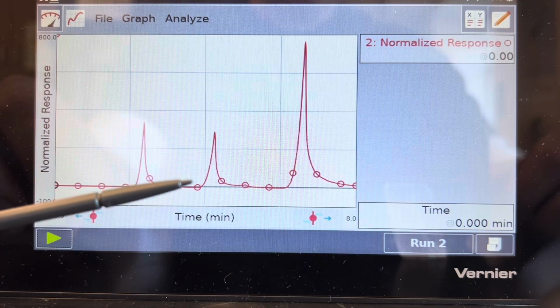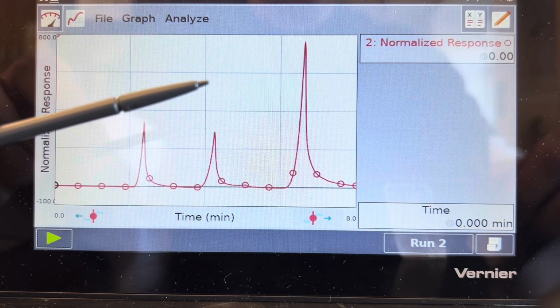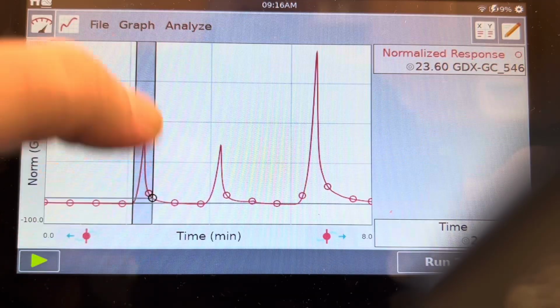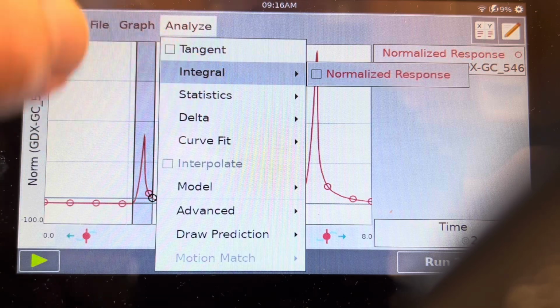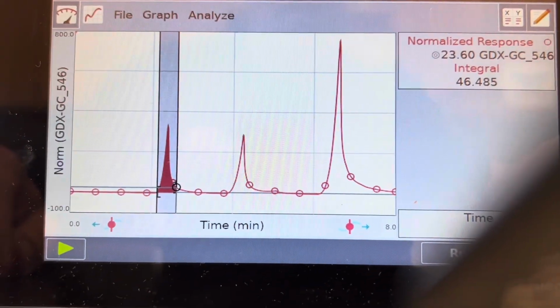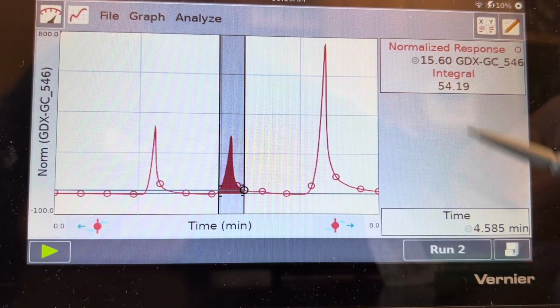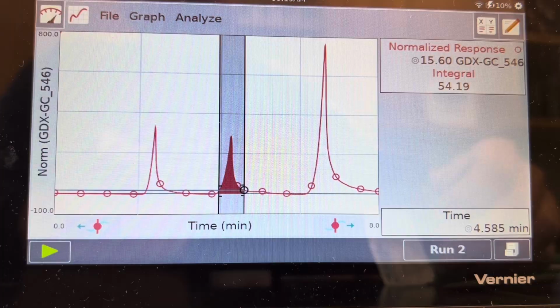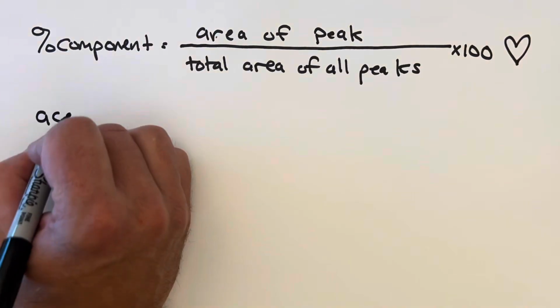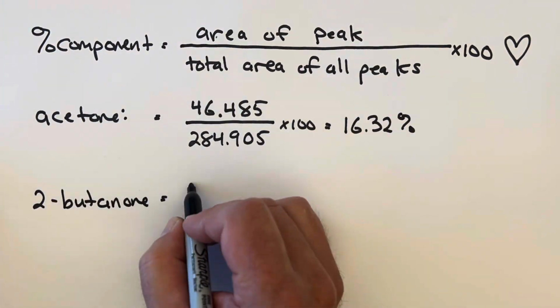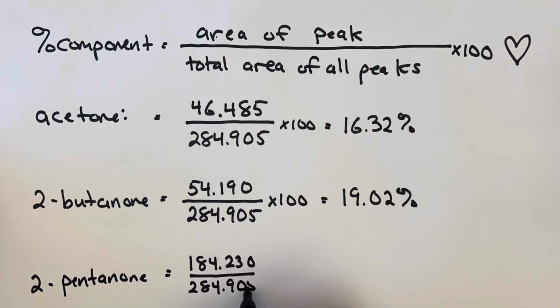We ran our mixture and we did find 3 peaks on our graph. Their retention times matched up nicely with those of the known samples, but the peaks were varying sizes. To analyze the mixture, we needed to find the area of each peak, a process called integration, and then compare it to the total area under all of the peaks. Thankfully, this device has an option that integrates any highlighted area, which made the process a lot simpler. We found our mixture to be about 16% acetone, 19% 2-butanone, and around 65% 2-pentanone.